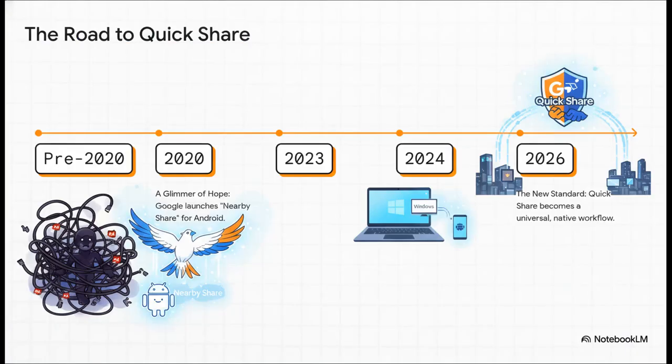This timeline really tells the story. We started in the dark ages. You remember, tangled cables and sketchy ad-filled apps. Then, in 2020, we got a glimmer of hope with Google's Nearby Share. But the real moment, the turning point, was 2024. That's when Google and Samsung finally joined forces and created one unified standard called Quick Share. And that, my friends, changed everything.